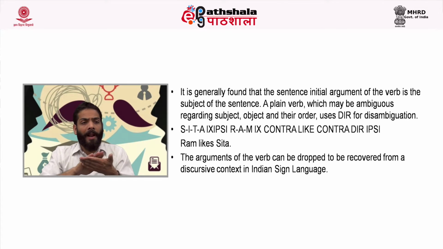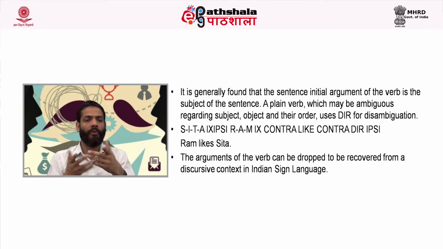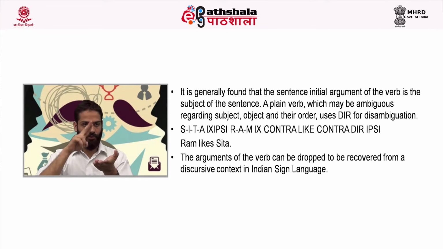It is generally found that the sentence initial argument of the verb is the subject of the sentence. A plain verb which may be ambiguous regarding subject, object and their order uses dir for disambiguation. So for example, in a sentence like Ram likes Sita, if we sign it, it would be Sita Ram like dir, which can give you the direction that it is Ram who likes Sita and not vice versa.